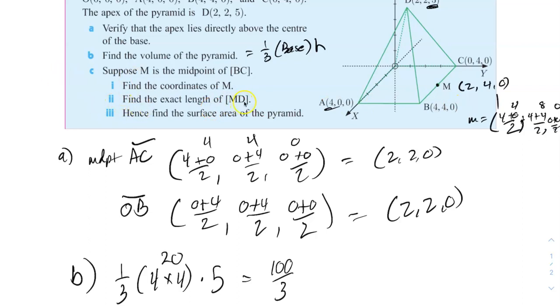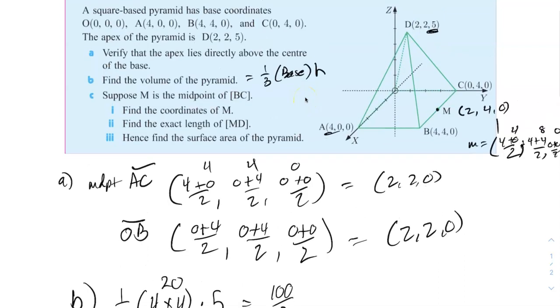Find the exact length of MD. So M to D right here. So we want to find that length. Now there's a couple ways to do it. We could do a right triangle because I know what the height is and I know what this is. So I could do this like we did back in that chapter.